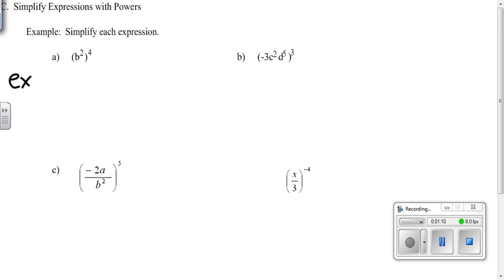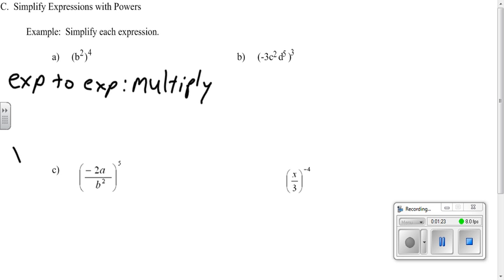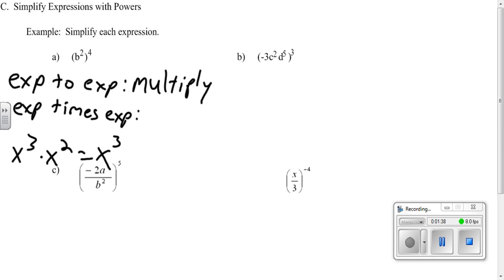This one is called the exponent to exponent property, which means that we multiply our exponents. Before we were looking at things like x squared or x cubed times x squared. So that would be exponent times an exponent. In that case, what did we do? We just added. So that would be x to the 3 plus 2, which is the same as x to the 5th power. So exponent times exponent means add.